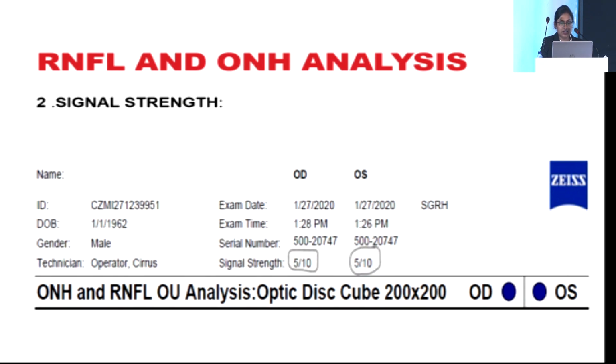Second is the signal strength. Signal strength is important because if the signal strength is low, the segmentation errors will be more, and we will be misinterpreting the OCT scans. So ideally the signal strength should be more than 6/10.